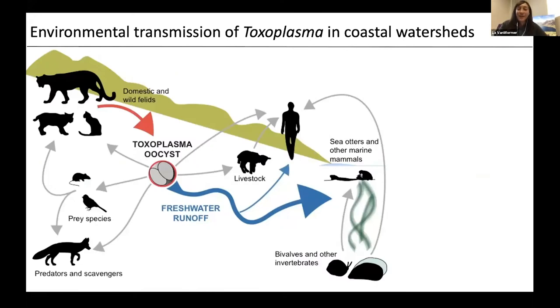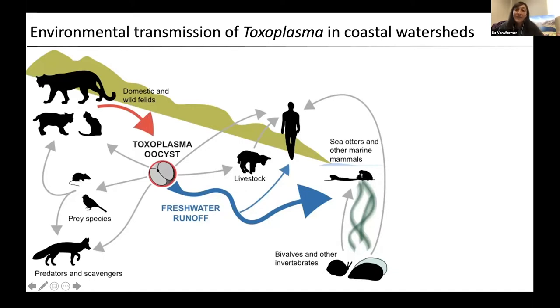So this is our simplified depiction of what's going on in coastal watersheds that drain into the Pacific Ocean. And just so we're all viewing this from the same perspective, we like to think of watersheds as all the landscape that's draining to a point. So you might think of it as the stream or the river that's draining to the ocean. So we have our domestic and wild felids living there, and they're shedding Toxoplasma oocysts into the environment.